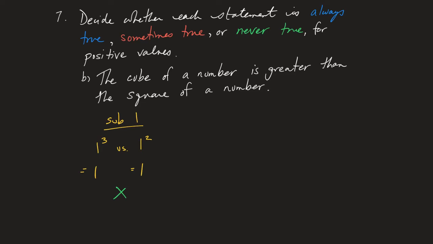So let's pick another easy number to work with. Well, 2 is a nice easy number. And so I have 2 cubed versus 2 squared. And when we calculate our 2 cubed, there's our 2 times 2 times 2. And we calculate our 2 squared. There's a case where that was true. So we came up with a case where it was, and therefore it's sometimes true.